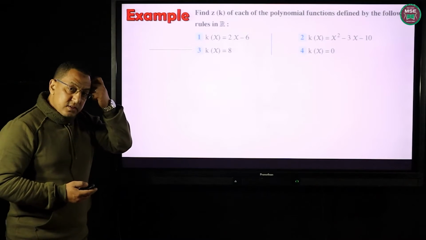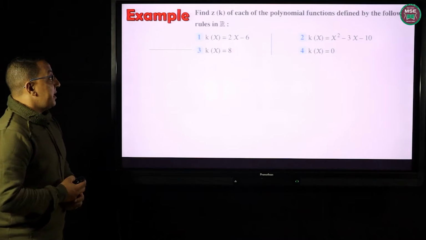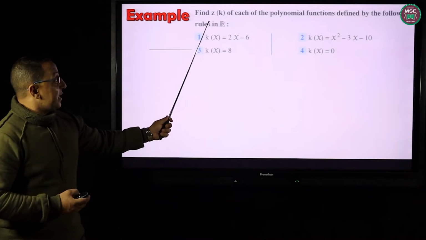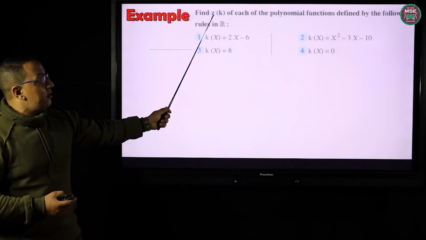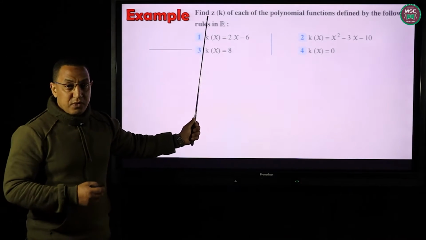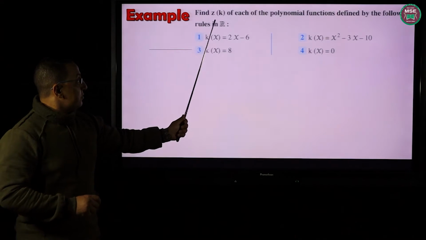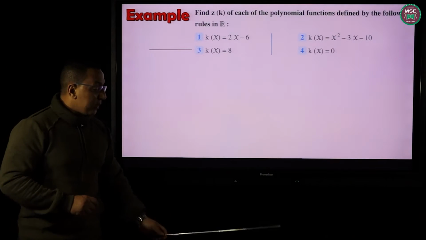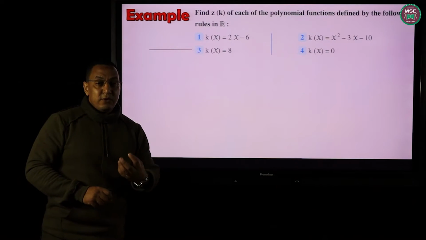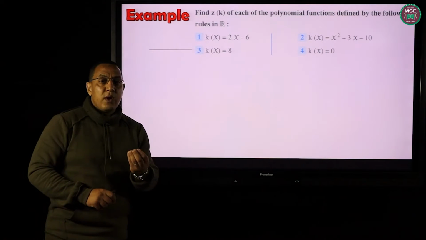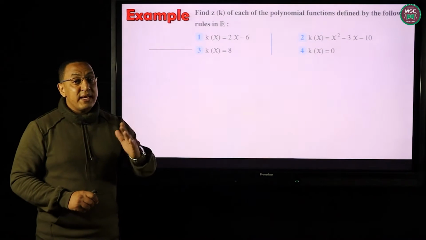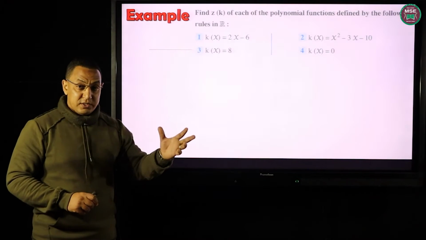Okay, first we'll start with this example. He asked me to find z of k. What's the meaning of z of k? Z of k means zeros of the function k. Again, z is the abbreviation of the word zeros. Okay, what does zeros mean? Zeros means the values which make the function equal 0. We know that a function can have many values or many solutions.